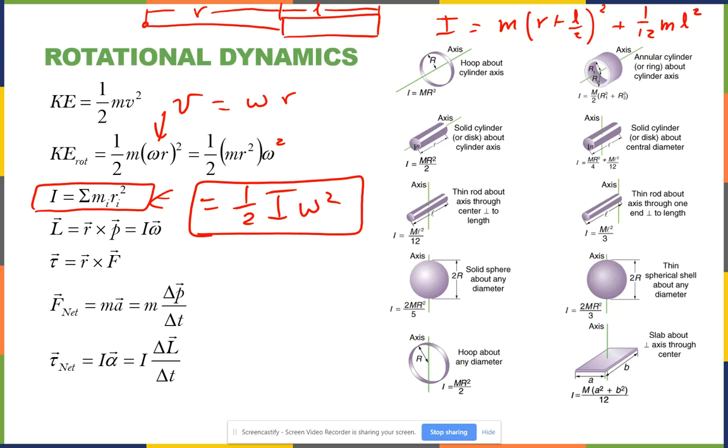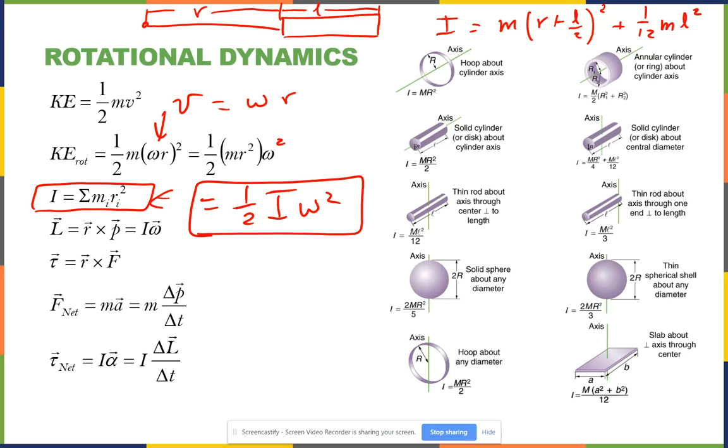So rotational kinetic energy is 1/2 I omega squared. Angular momentum is I omega, right? Linear momentum was mass times velocity. For angular momentum, you replace mass with I, the moment of inertia, and you replace velocity with omega, the angular velocity. And so angular momentum is I omega. But there is another form of it. That's why it would be very lame to stop there.